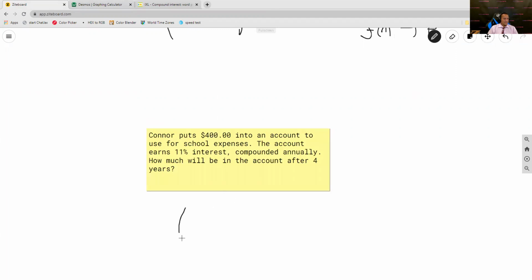So first of all, we're not going to worry about the 400 right now, okay? The account earns 11% interest, so we know that the rate is going to be 1 plus 0.11, because 11% converted to a decimal is 0.11. Compounded annually, which means that it only compounds once every year, so we only have to put a 1 there. How much will be in the account after 4 years? Well, after 4 years, you're going to basically just put 4 here.